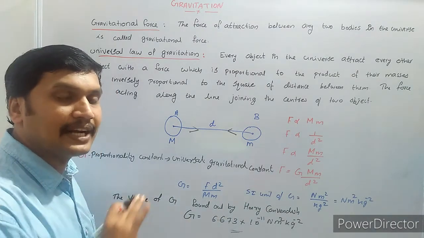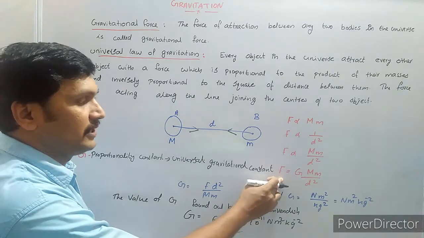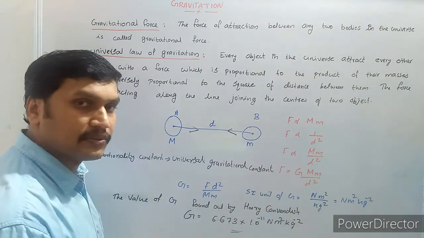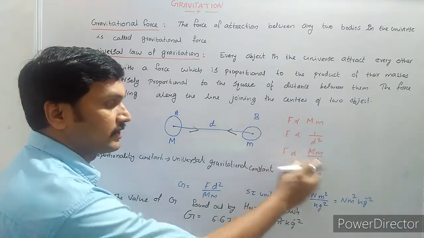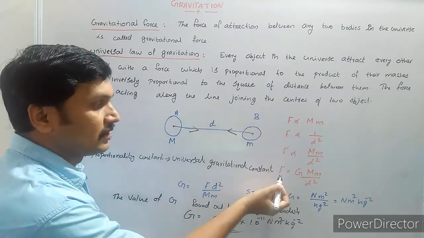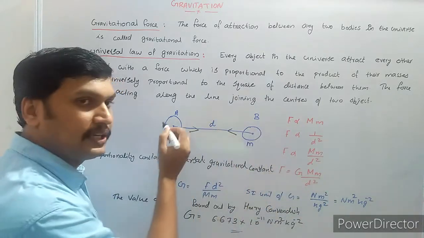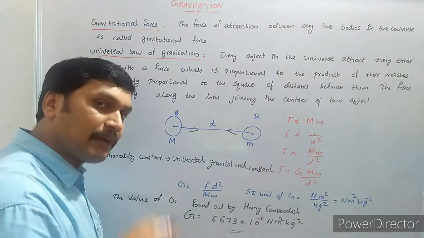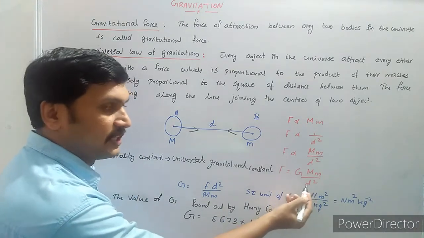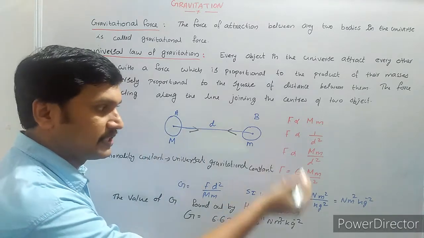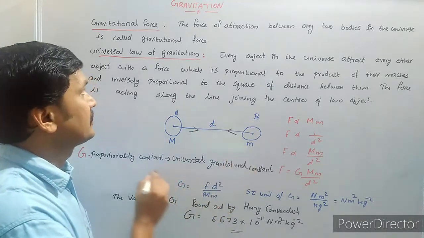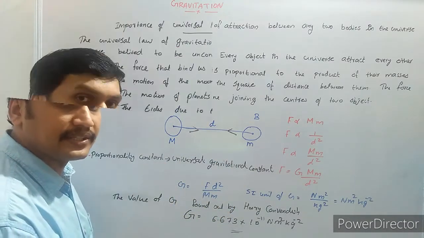Every object in the universe attracts each other with a force F equal to G into the product of the masses divided by D square. So in this equation, if the mass of the first body increases, the force increases. If the mass of the second body increases, force increases. If mass decreases, force decreases. Then what about the distance? If distance increases, force decreases. If distance decreases, force increases. So that's the universal law of gravitation.